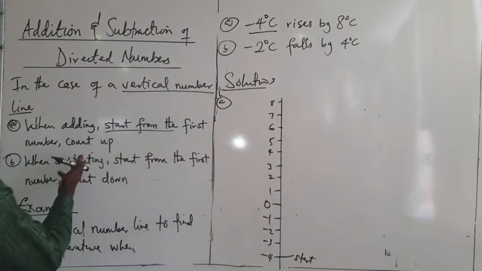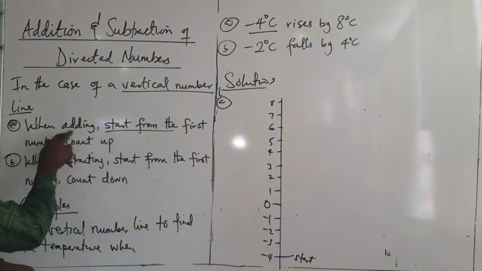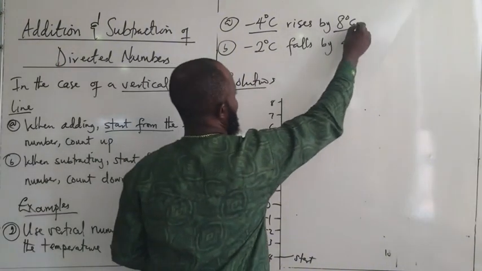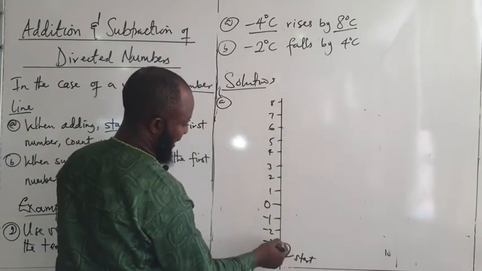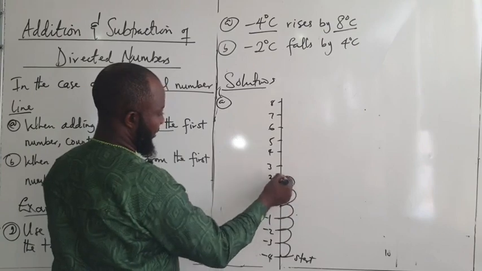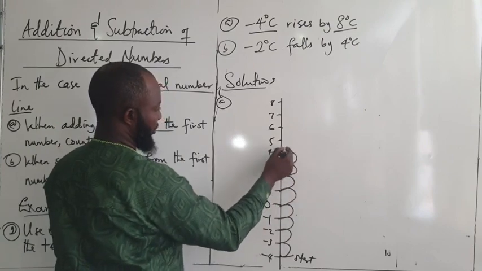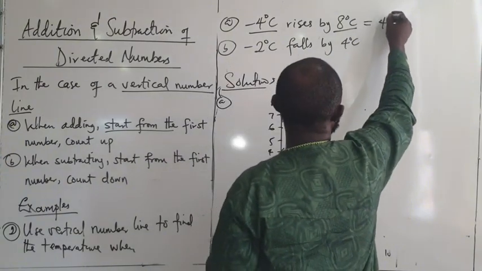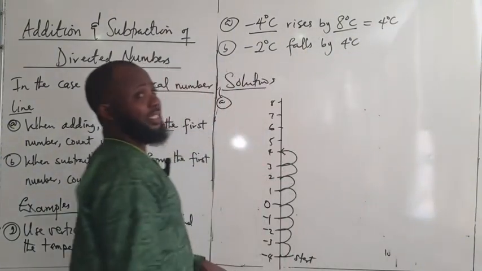Now, because it's increasing, when adding, it's increasing, we count up by how many? 8. So we start from here. 1, 2, 3, 4, 5, 6, 7, 8. So which means the answer will be equal to what? 4 degrees Celsius. I hope that is very clear.